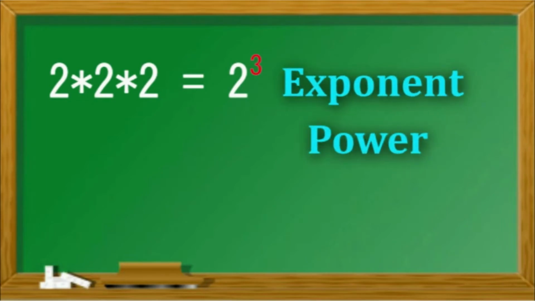So I hope you remember that 2 multiplied by 2 and multiplied by 2 is equal to 2 raised to the power 3, or 2 cubed. This 3 that is written on the top with a small font is called the exponent or the power. I'm sure you guys remember this.